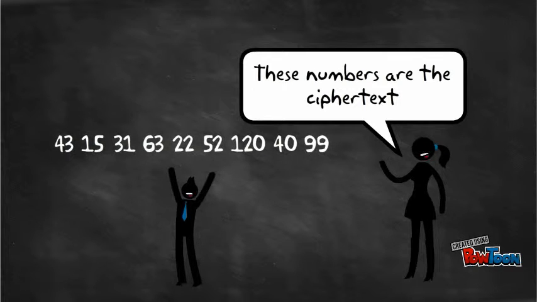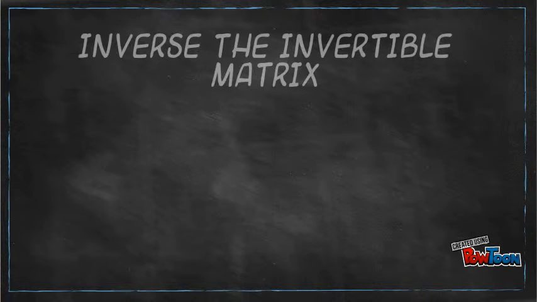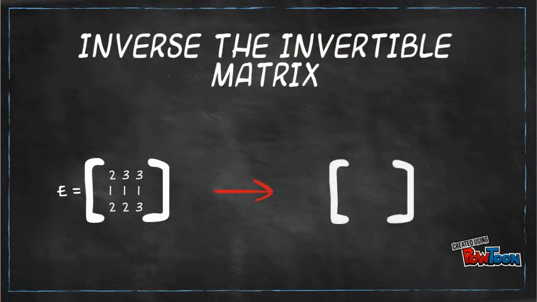Now you have to break the encrypted text, 43, 15, 31 into one group, 63, 22, 52 into another group, and 120, 40, and 99 into the last group. Finding the inverse of a 3 by 3 matrix is intricate and fairly complicated. Hence, we will not go into much detail on how to derive the answer. However, if you are really interested, we can explain it to you visually afterwards.